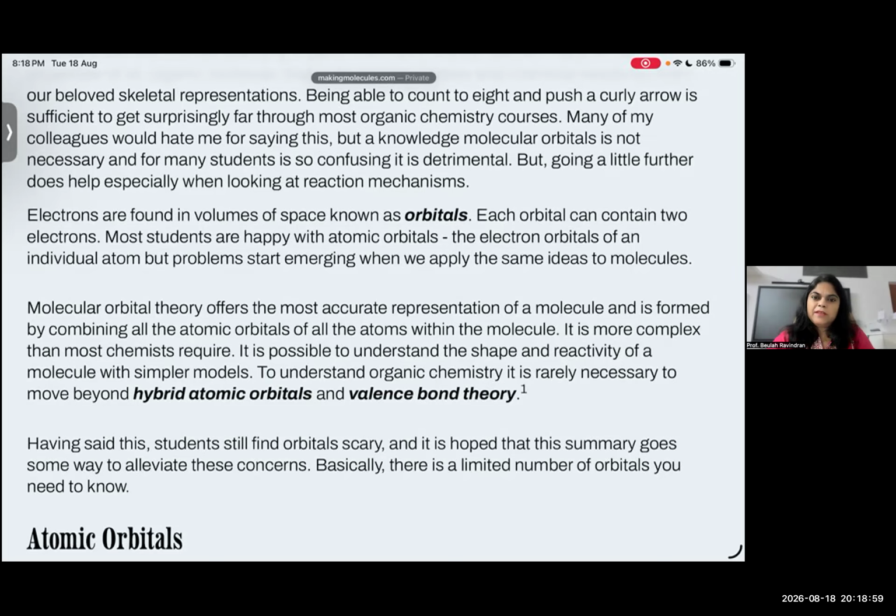Similarly, VSEPR theory gives the geometry of simple molecules, but theoretically doesn't explain them, and also it has limited applications. To overcome those limitations, two important theories based on quantum mechanical principles are introduced right now, in order to overcome the limitations of VSEPR theory.